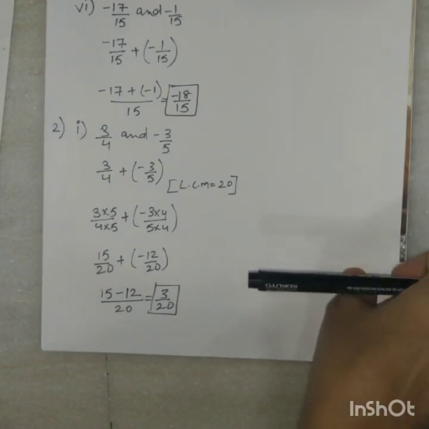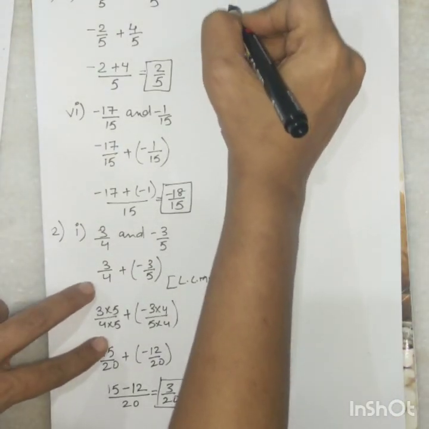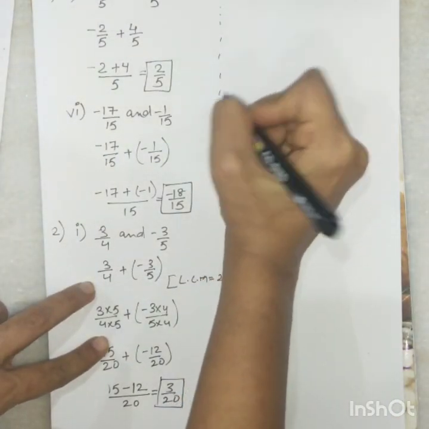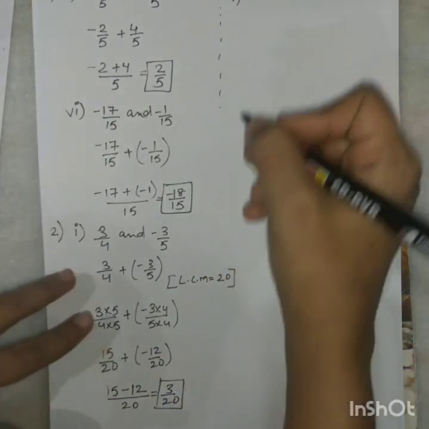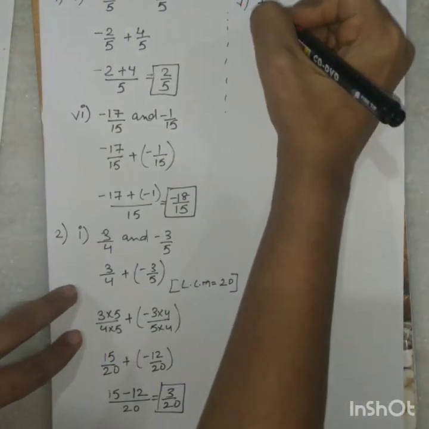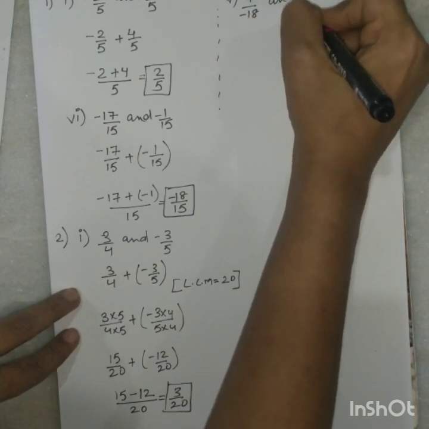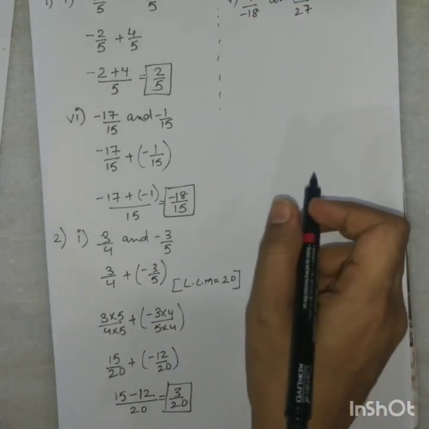Okay, so I'll do one more of a similar type for you. Second question, I will do the fifth part for you. Fifth part, second question is 7 upon minus 18 and 8 upon 27. This you have to add.